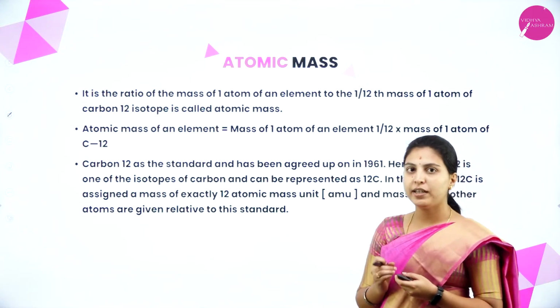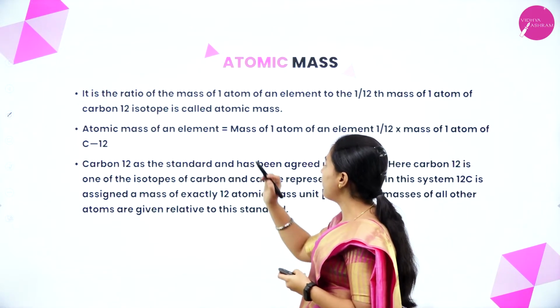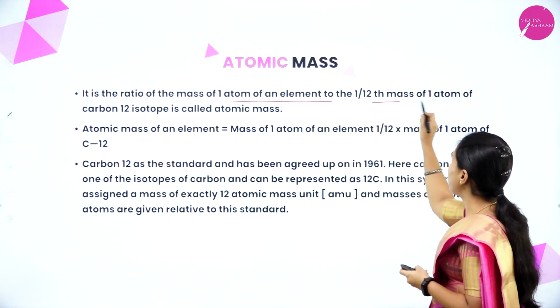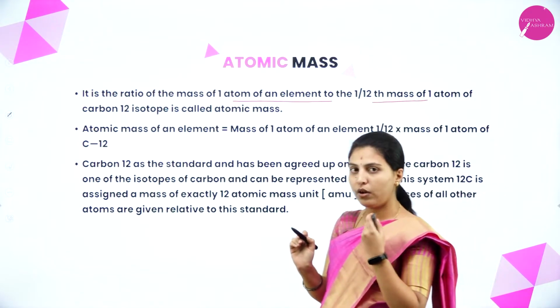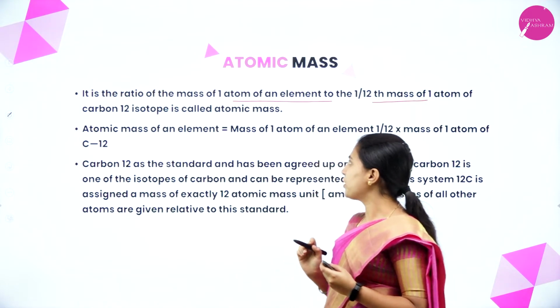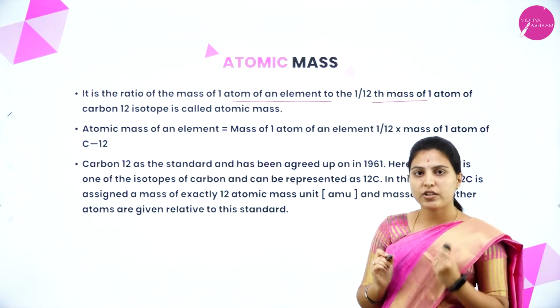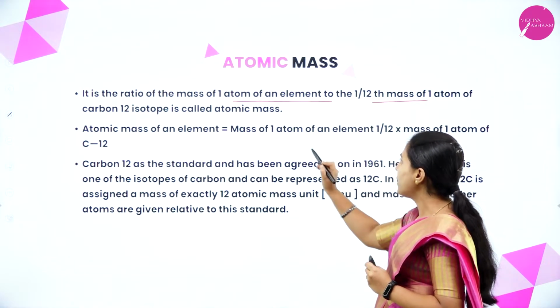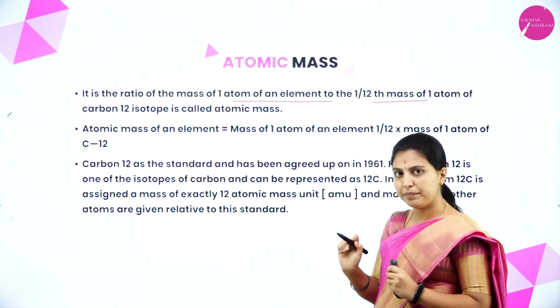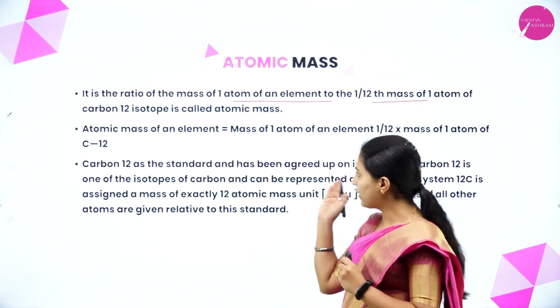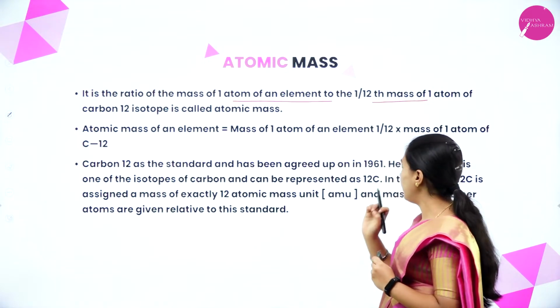Next is atomic mass. It is the ratio of the mass of one atom of an element to 1/12th the mass of one atom of carbon-12 isotope. It's nothing but the mass of one atom of an element relative to 1/12th of the carbon-12 isotope. If you see it in this way, you will be able to understand.